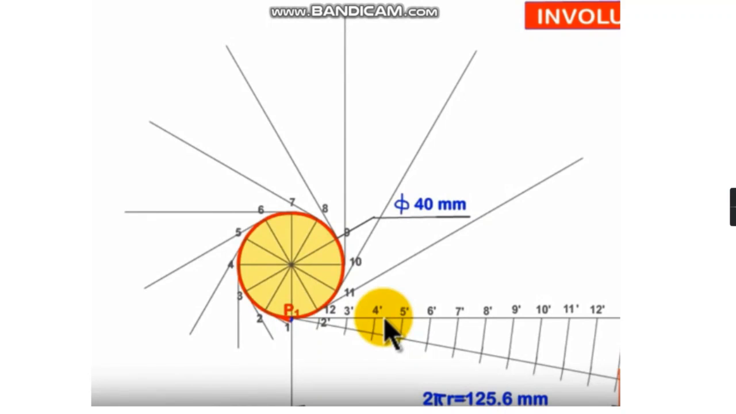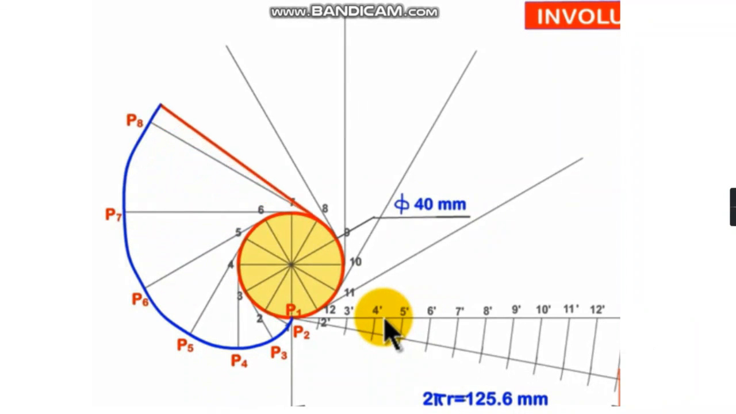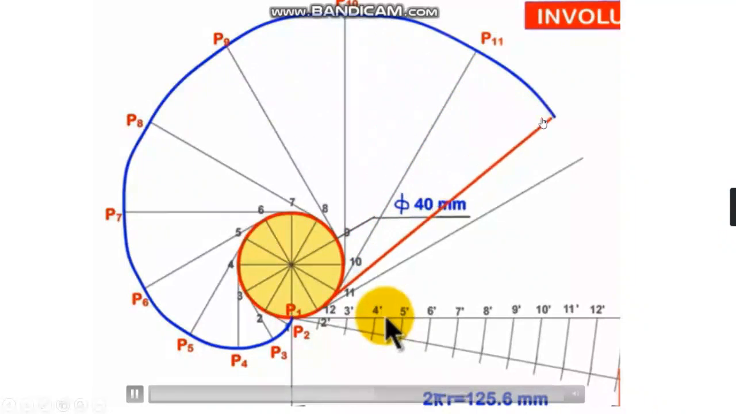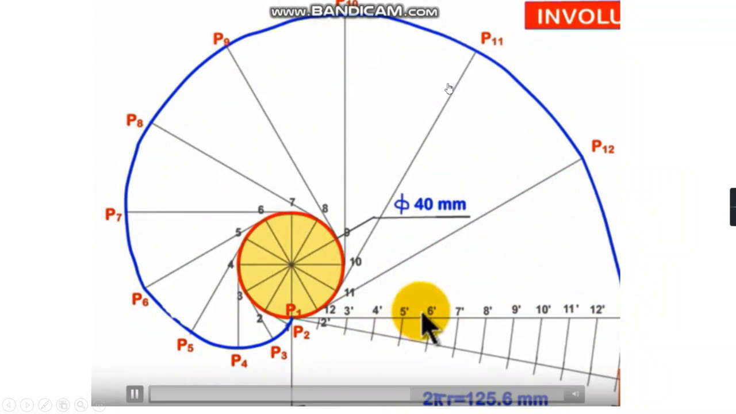So here is another example of the involute. When we are unwinding the thread which was wound around the circle, suppose your thread has a length of 2 pi r. Then one end of the thread should be fixed at this point, and the other end we are keeping tight. Then we get the involute.